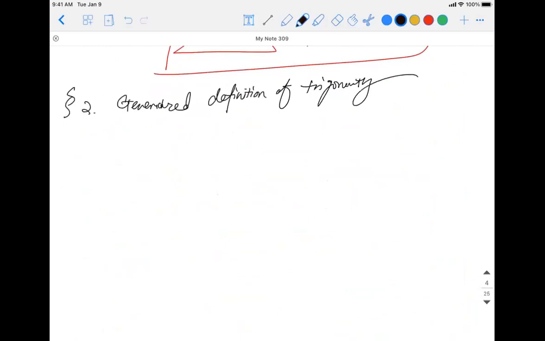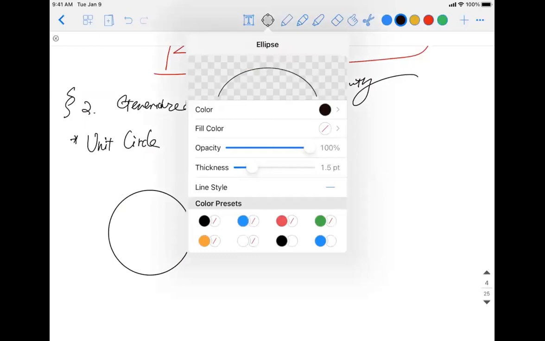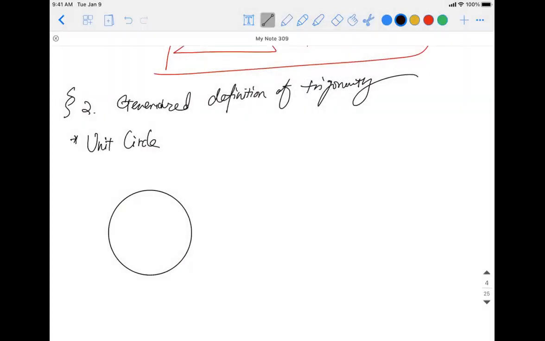We want something more generic, not only just 90 degrees. So in order to basically make a more generic definition, we have to introduce a concept of a unit circle. So what is a unit circle? Unit circle means a circle, and I want to have my radius equals to one, which is quite understandable, right? So this is my unit circle, okay?